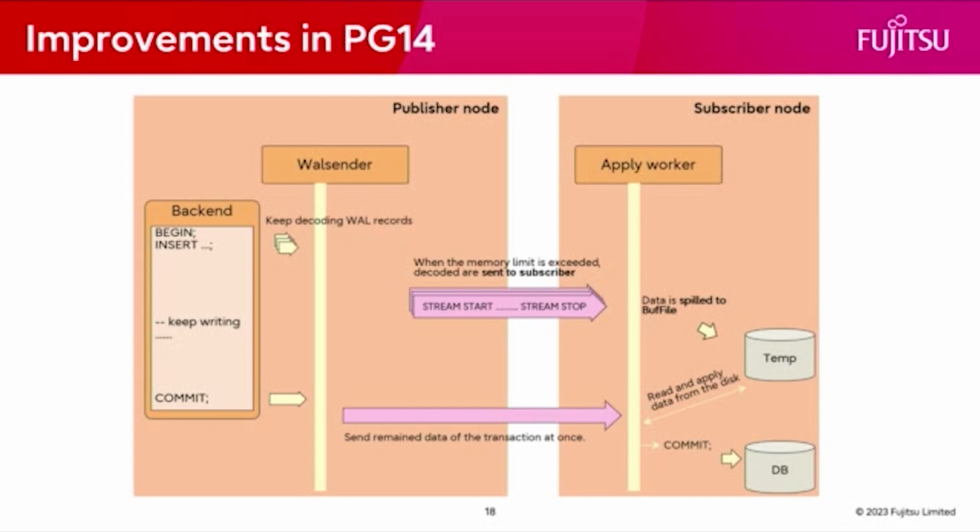Upon receiving these chunks, the apply worker stores them in a temporary file. In PG13, changes are spilled to disk on the publisher side, but in this version, it is done on the subscriber. Once the apply worker receives stream commit or prepare, it loads all replication messages from the temporary file and then starts to apply large transactions.